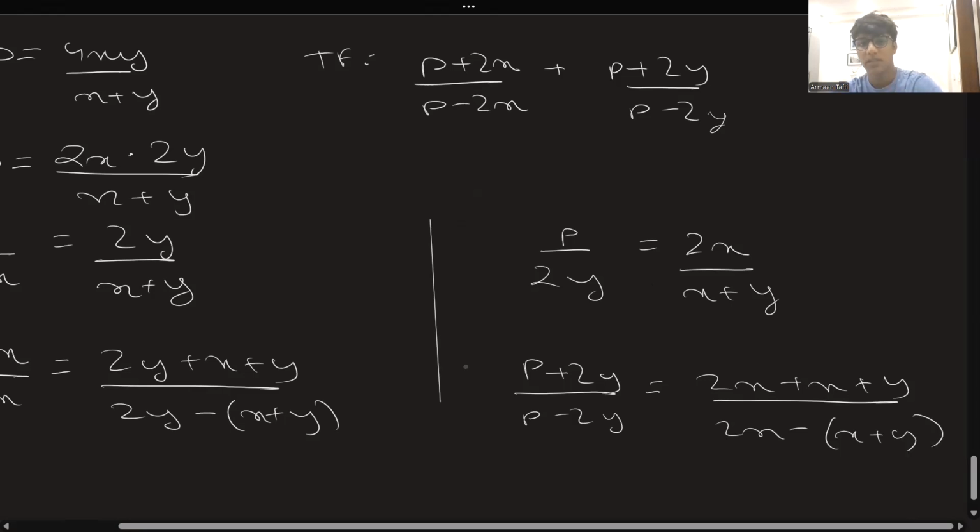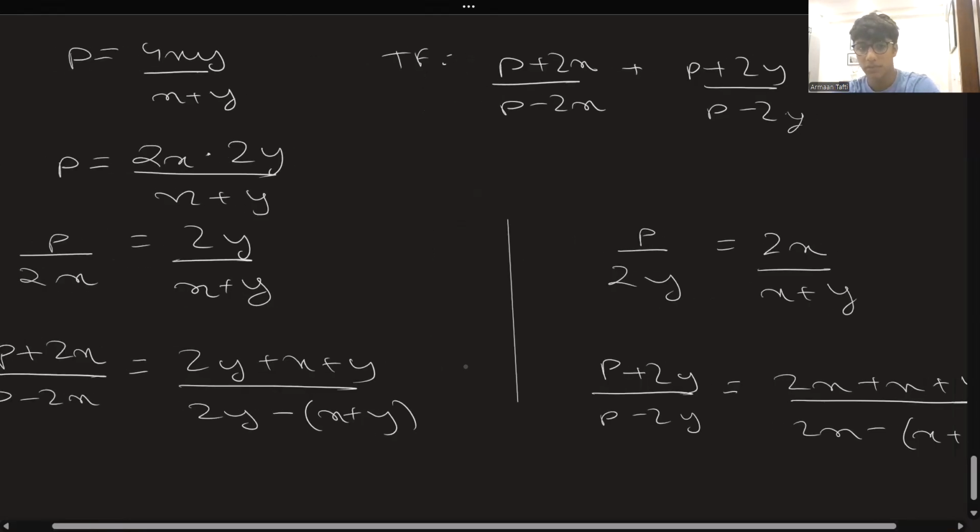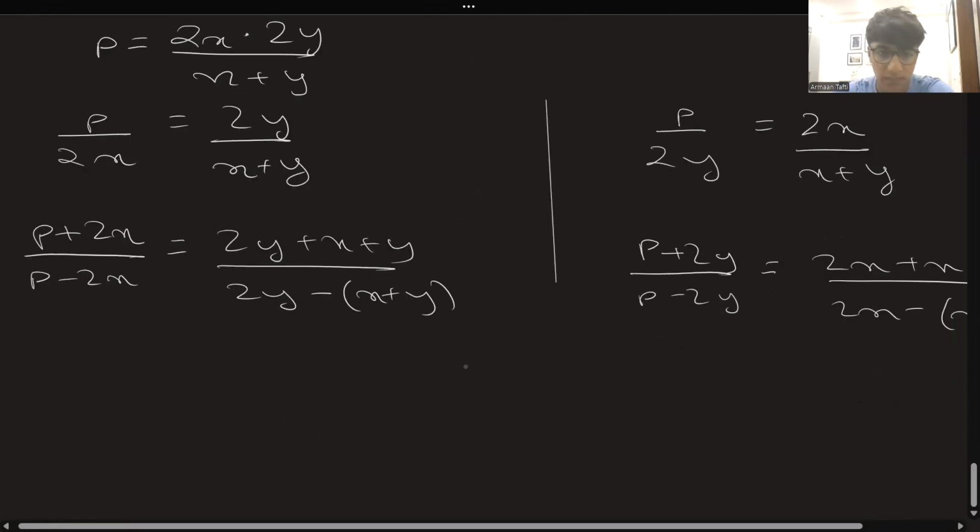Right? And whatever we get, we have to add both of those. So let's see what this simplifies out to. 2y plus y is 3y plus x, divided by 2y minus y gives a y minus x. And we have to add this, right? So let's just put a plus sign here.